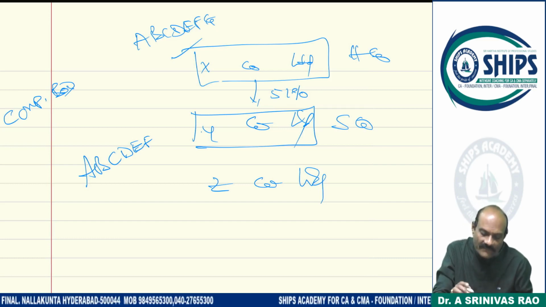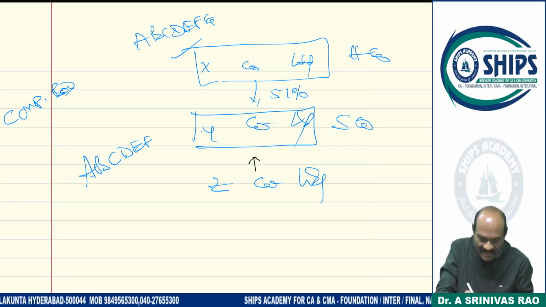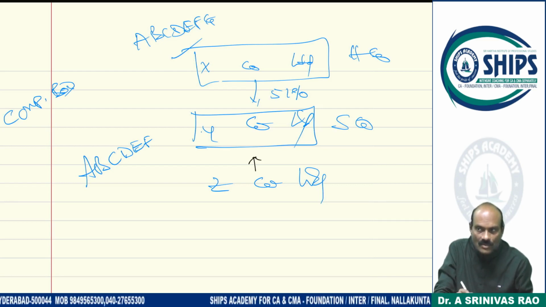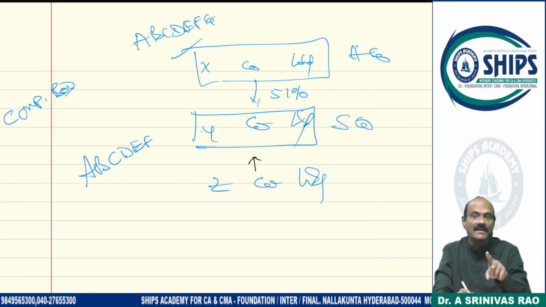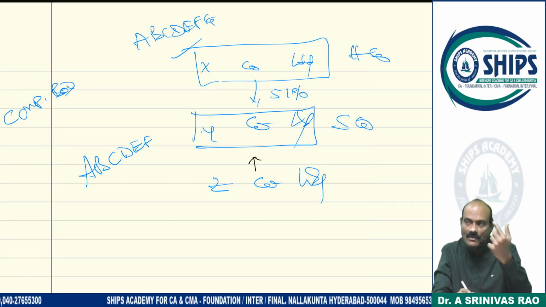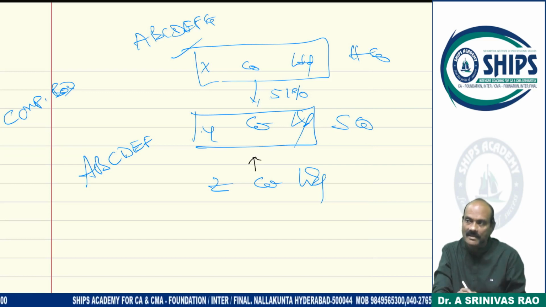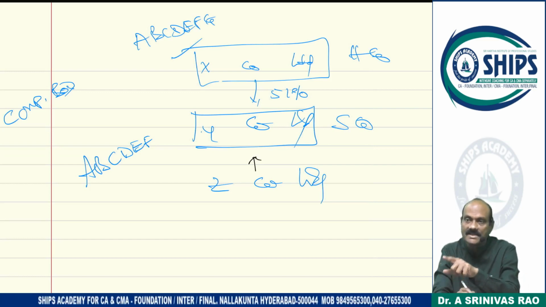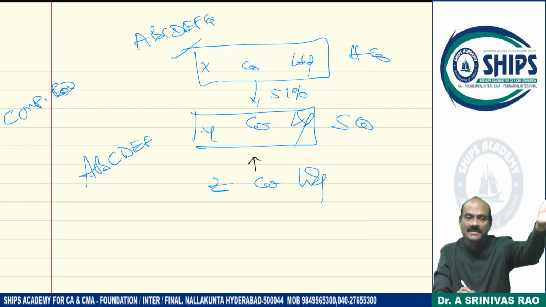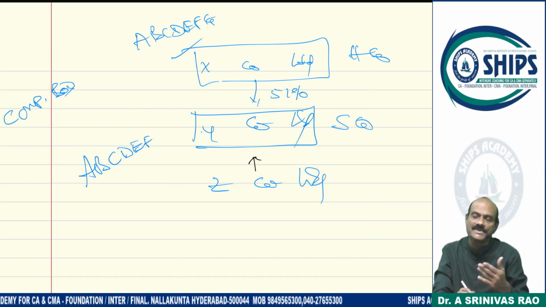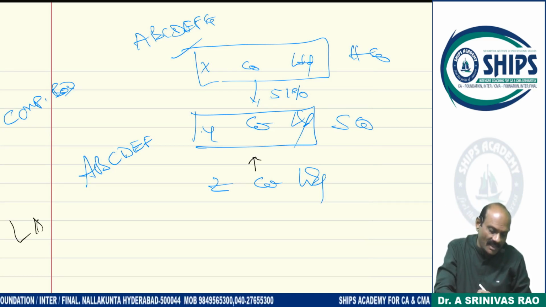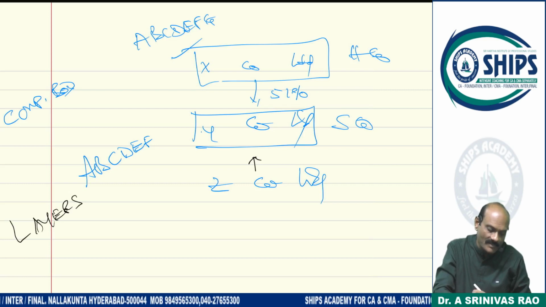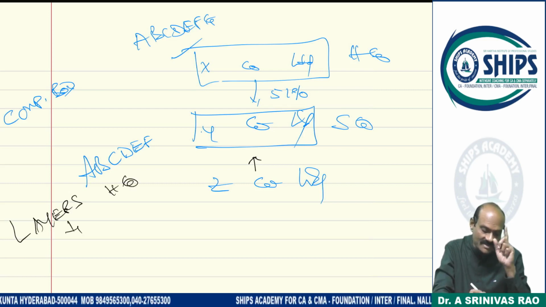Sir, what if already Z is a subsidiary company to Y? Z is a subsidiary company to Y. The moment Y company becomes subsidiary to X, that also will become subsidiary to X. Then how many layers were allowed? How many layers for holding company? Any guess? Excellent.